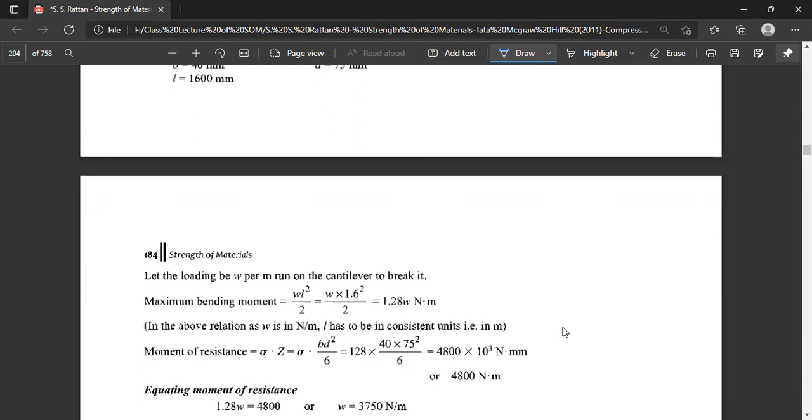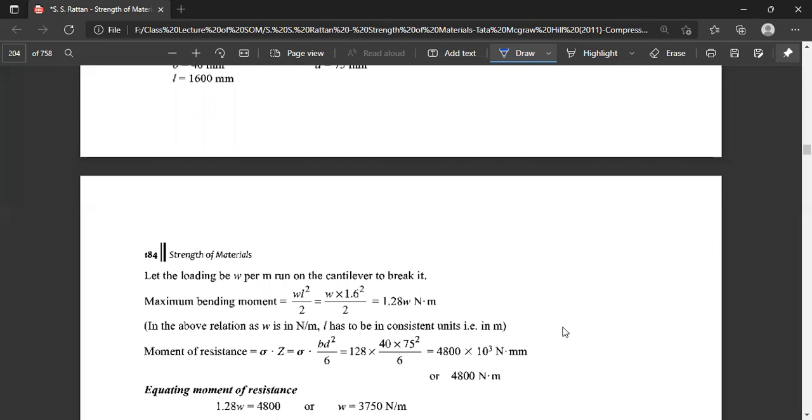If the load be W per meter run on the cantilever to break it, then the maximum bending moment will be WL square divided by 2. Because the maximum moment will be at the center, the total weight will be W into L, where L stands for the total length, which is known to us, and W, the specific weight, which is unknown to us, will be uniformly divided into both the end supports.